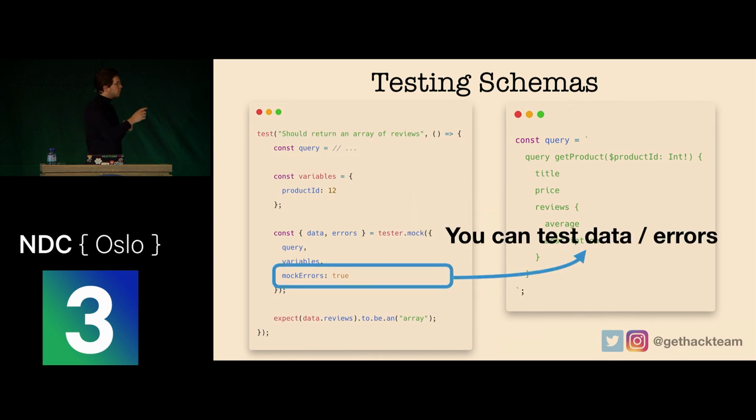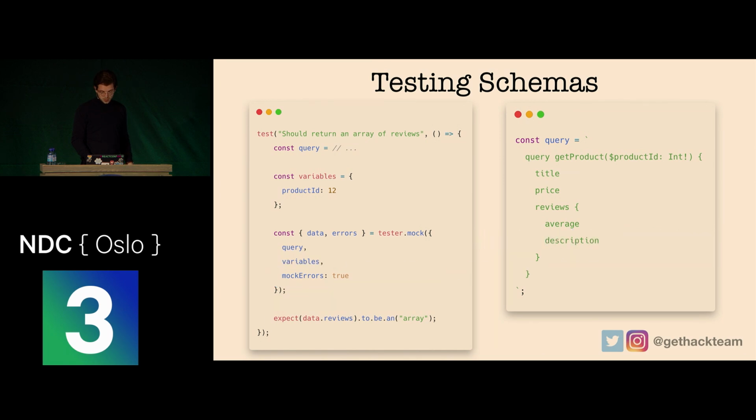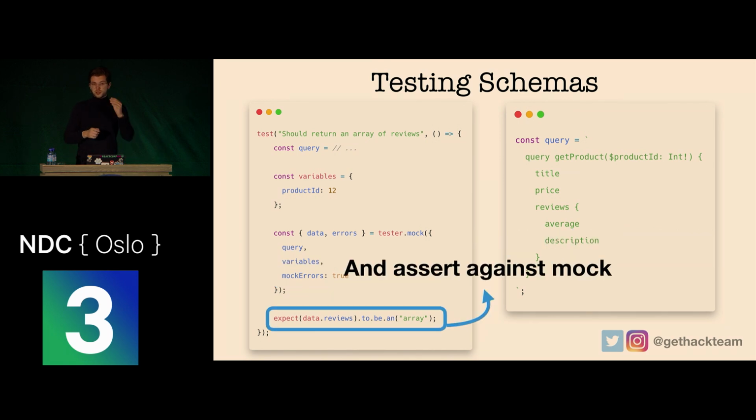And then you can define, you actually want to mock errors as well. So maybe you want to handle how your GraphQL queries will handle errors, or maybe how your server will handle it. You would do it like this. You would just define you want to mock errors as well, so you can test your error messages. And in the end, you can make assertions against these mocks.